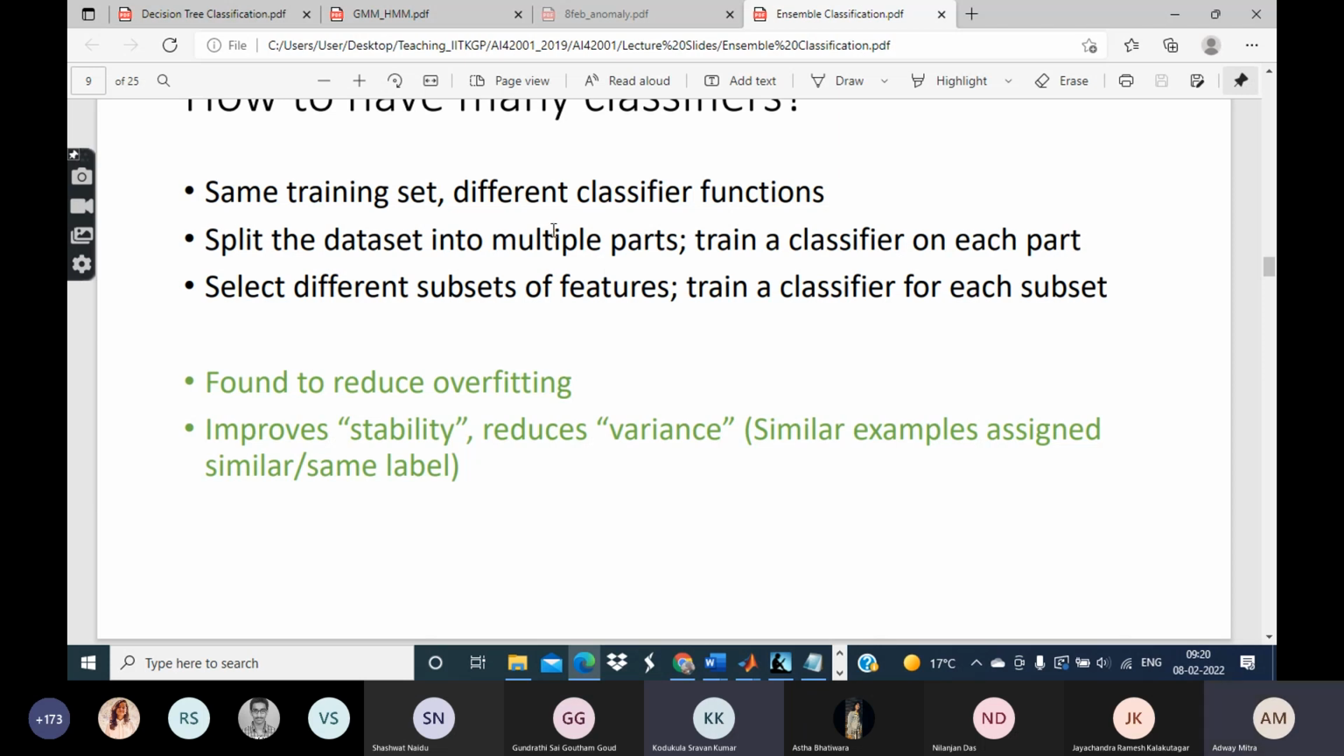Another thing which you can do is you can consider different subsets of the features, and for every subset you can train a classifier. So once again, there is no scientific basis for saying that any of these are better than the others. These are all things which people do under different situations.